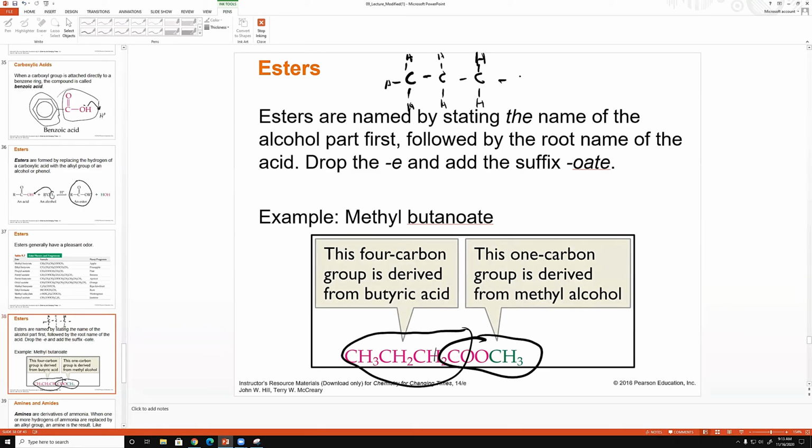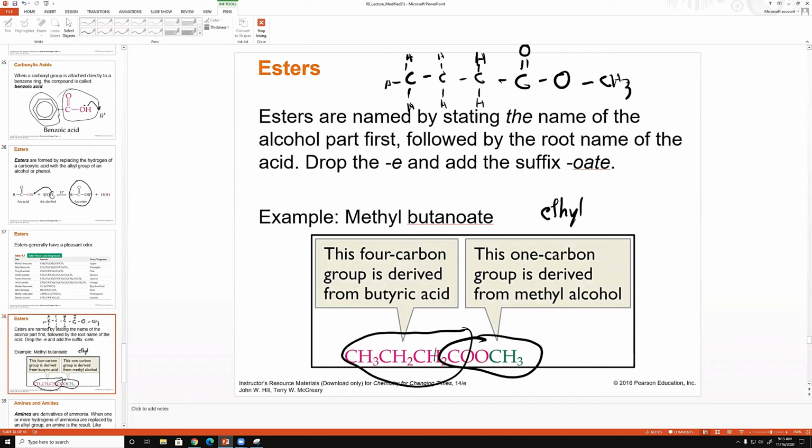So your fourth carbon will look like this, and then you'll have the 2 oxygens. It's not going to be OO. One of them will be double bonded, one of them will be single, and then you'll have CH3. So that's what the methyl butanoate looks like. You can have ethyl butanoate, or you can have ethyl.